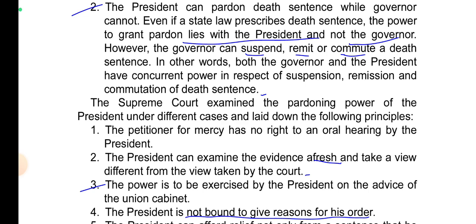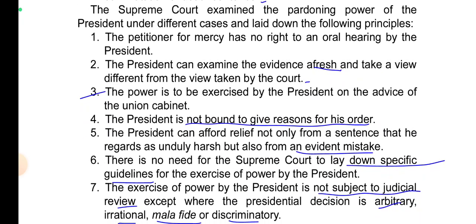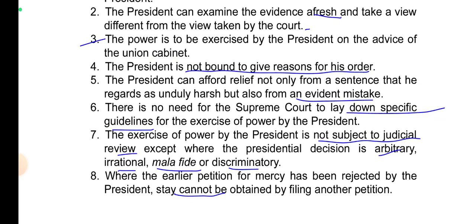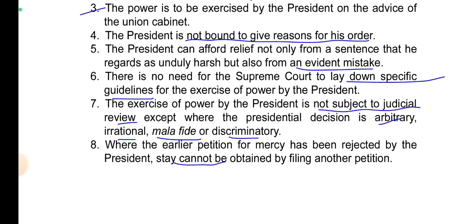The Supreme Court examined the pardoning power of the President under different cases and laid down the following principles. The petitioner for mercy has no right to an oral hearing by the President. The President can examine the evidence afresh and take a view different from the view taken by the court. The power is to be exercised by the President on the advice of the Union Cabinet. The President is not bound to give reasons for his order.